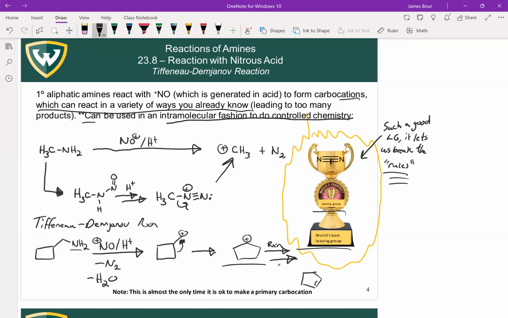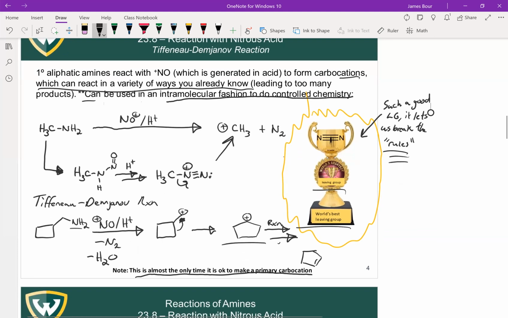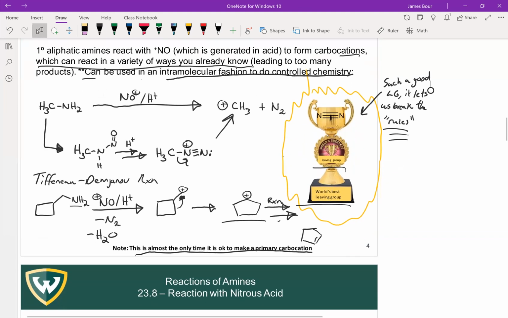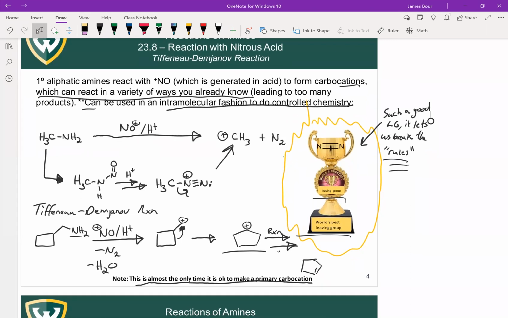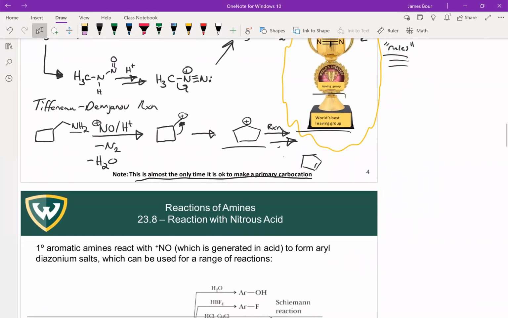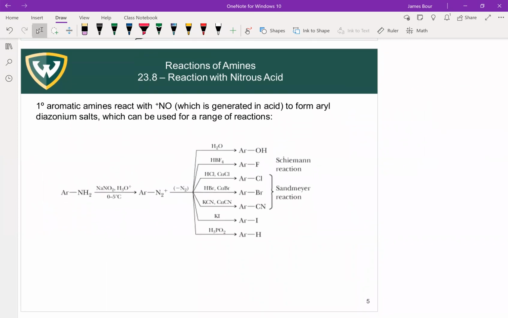And so just please note, this is almost the only time it's okay to make a primary carbocation. We're breaking the rules because nitrogen is just really that good of a leaving group. It will leave behind a primary carbocation. The exact nature of that, if it's a true free-floating carbocation, is a subject of debate. However, it generates what is effectively a primary carbocation. And so this leads us to one of the most useful reactions of the nitrosonium cation, or nitrosyl cation, you might hear both, is that reaction with primary aromatic amines.